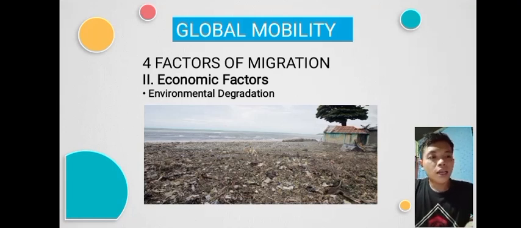And then we have environmental degradation, the pollution, the destruction of our land, our soils, our ecosystem. So it could also be one of the common factors that drives an individual to migrate.